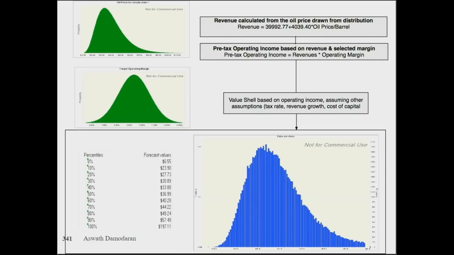My distribution is still centered around 40, but it reflects the fact that historically oil prices have moved, and I put that in the distribution. Here's what Crystal Ball does. It goes and picks a price out of the distribution. Think of it as physically doing that. It'll make it easier to understand.